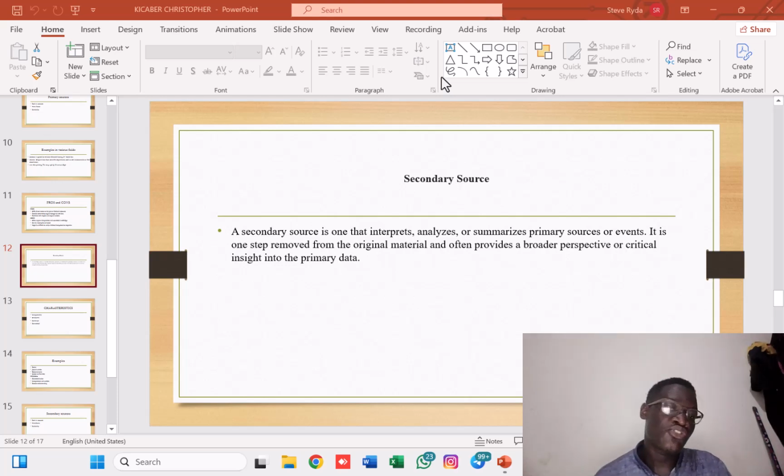Secondary sources are usually ones that interpret, analyze or summarize primary sources or events. It is one step removed from the original material, and often it provides a broad perspective and critical insight into the primary data.